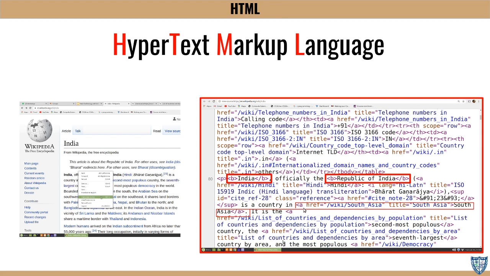Another example is this one. href is equal to wiki South Asia, title South Asia, and South Asia. That is within a and slash a. So this is called hypertext. South Asia will be a hypertext if I put it between a and slash a. We will get into the details of these b, a and all in the coming session. But this is what an HTML will look like.